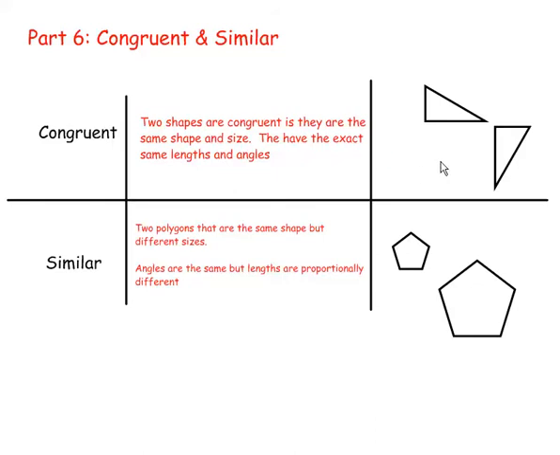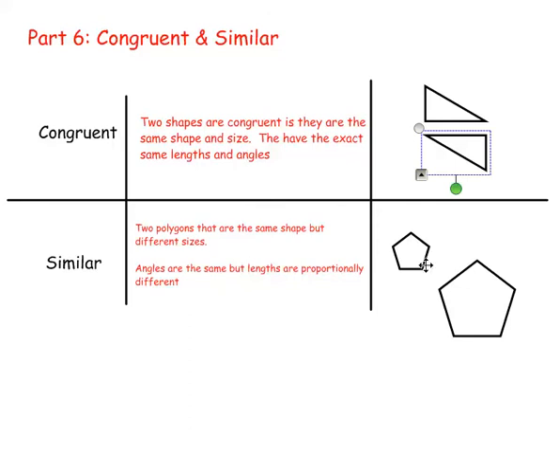All right, so congruent means two shapes are congruent if they are the same shape and size. They have the exact same lengths and angles. Basically, a congruent figure is just something, these are the exact same things. Maybe it's been turned, maybe it's upside down, maybe it's a mirror image, but it is the exact same shape. Okay, so congruent means the exact same.